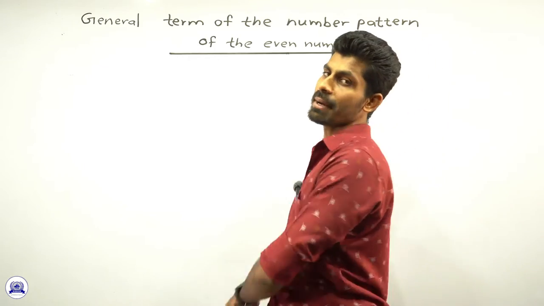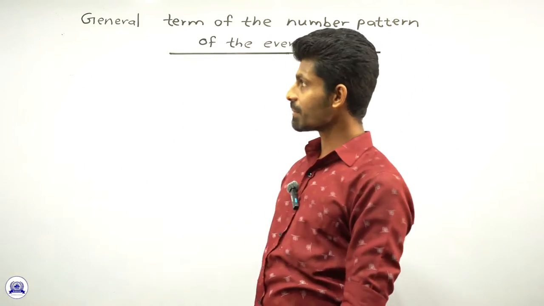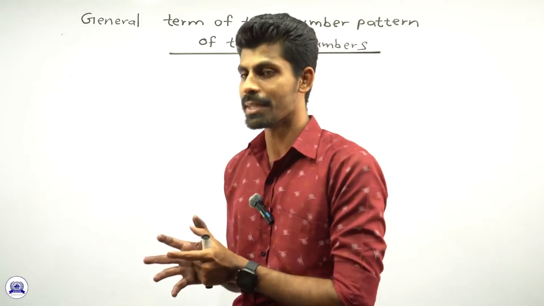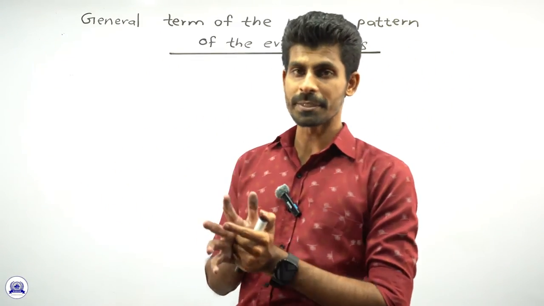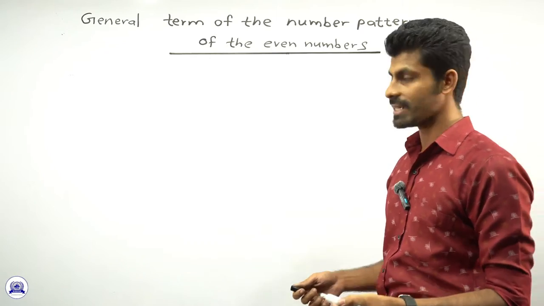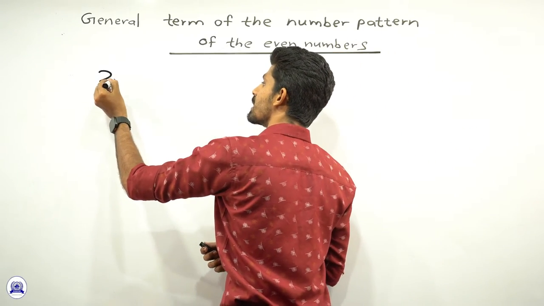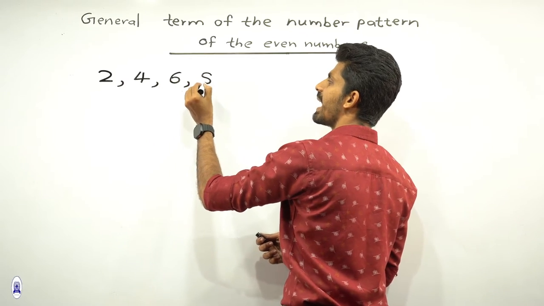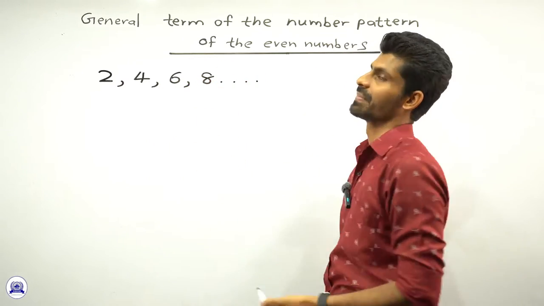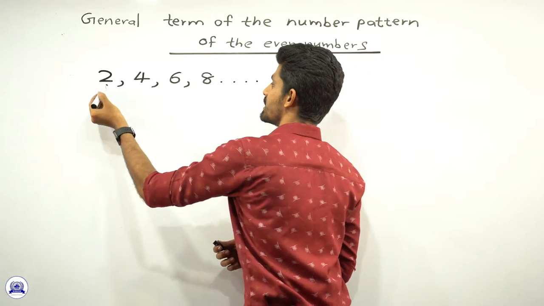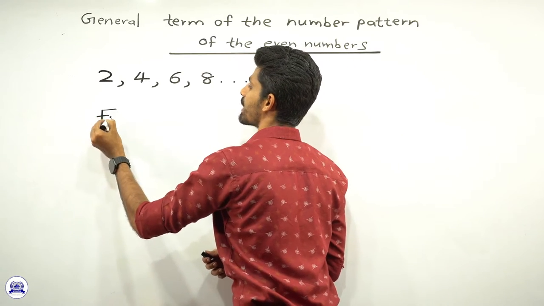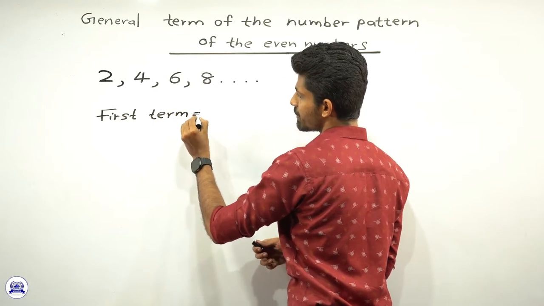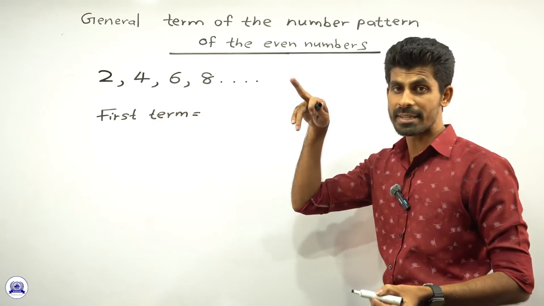Now you are going to find out the general term of the number pattern of the even numbers. What is the number pattern of the even numbers? We already did that one. Let's try to do this one. 2, 4, 6, 8, and so on. That one is easy. This is the first term. We already did that in the first video as well.